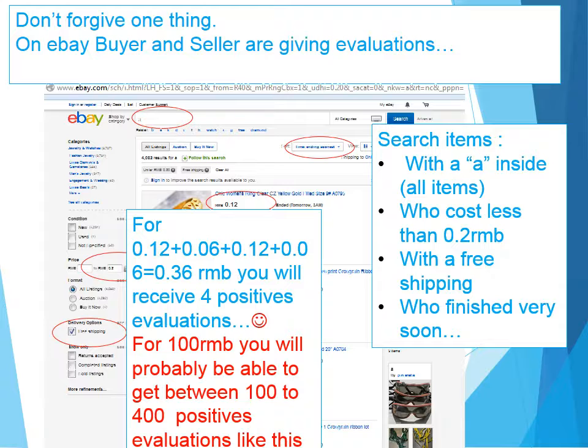So you buy everything on eBay. It doesn't cost anything. You really don't care what it is. You just buy everything at 1 cent. You receive all the positive evaluations. You maybe also receive the product. Like this, you will have a lot of positive evaluations, and people will start to trust you because you have a lot of evaluations.